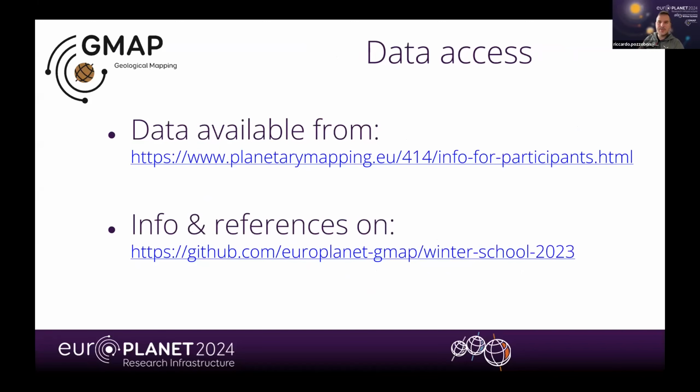And info and references to all the materials we are using at the school, like literature references, links to the data repositories where we gather the data, are collected in GitHub in our Europlanet GMAP page of the Winter School. So please, when you have time, go there and check. Everything you see in the school in terms of data or references is collected there. So it's also good for you to know what are the sources of the data or of the papers that we are using to put together these activities. Next slide, please.